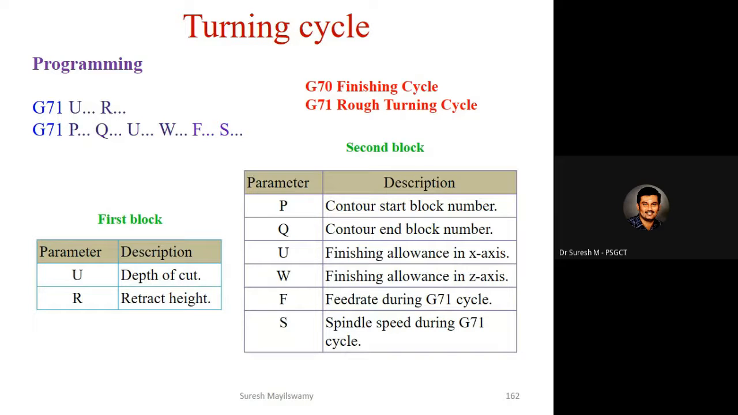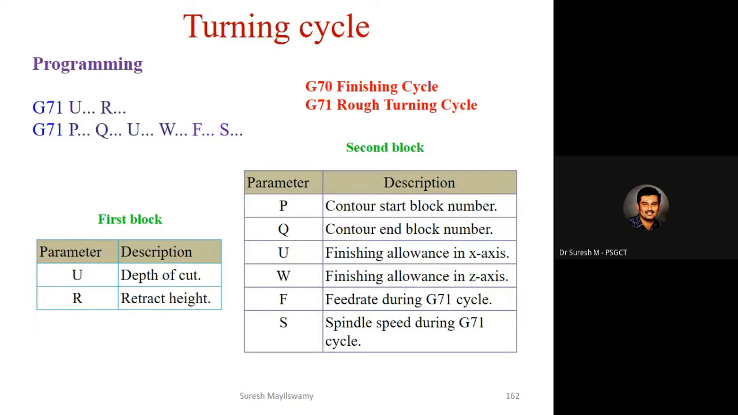Once this operation is carried out, small edge corners are left on the workpiece, so we need to remove them. For that, we give the allowance in the X-axis as well as in the Z-axis. That will be given as U and W. F is the feed rate for this particular operation and S is the spindle speed.